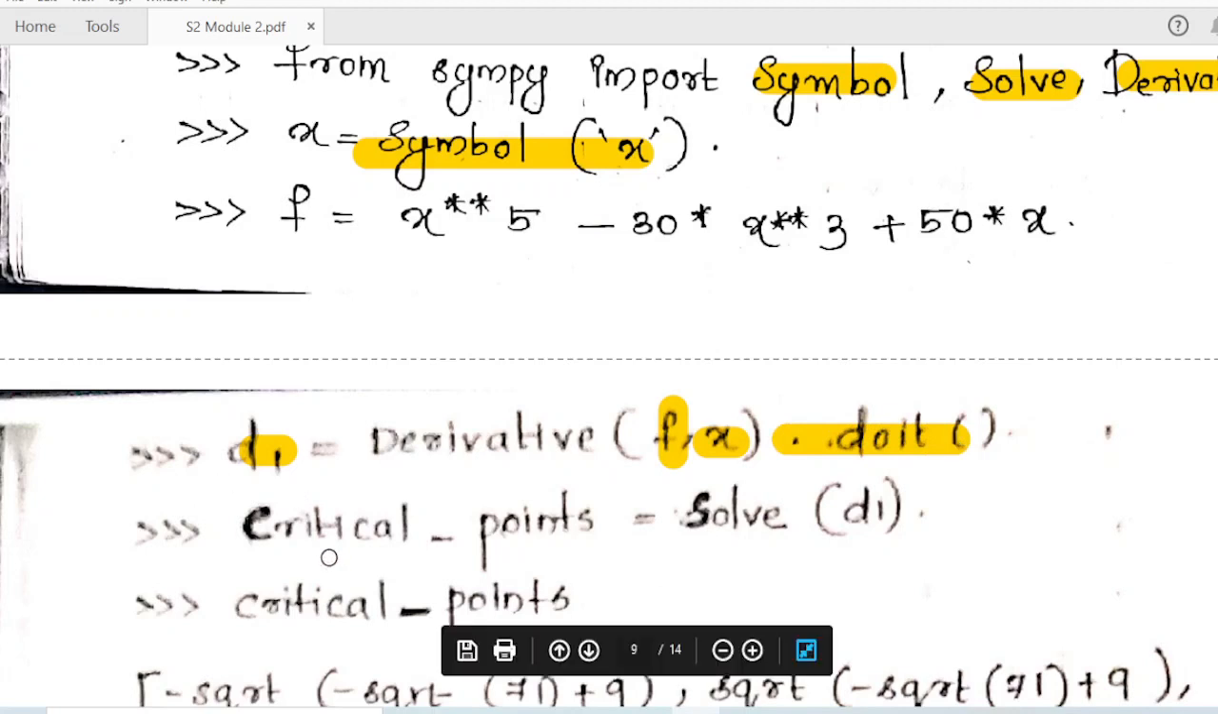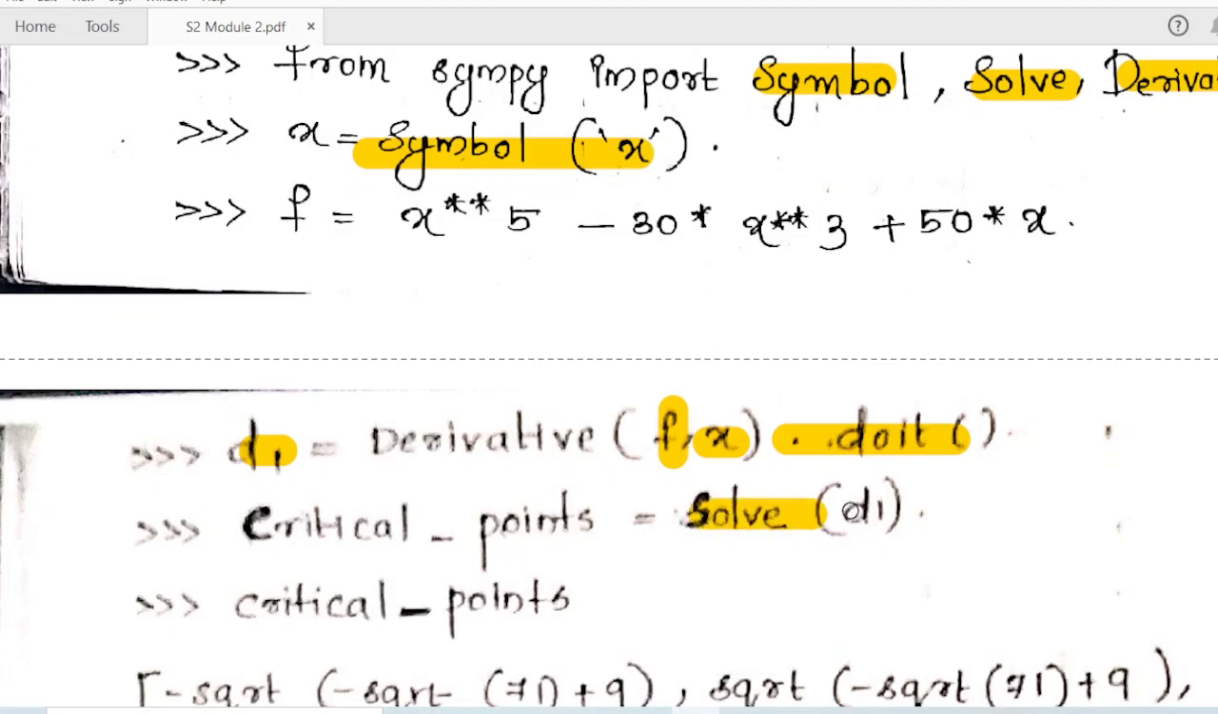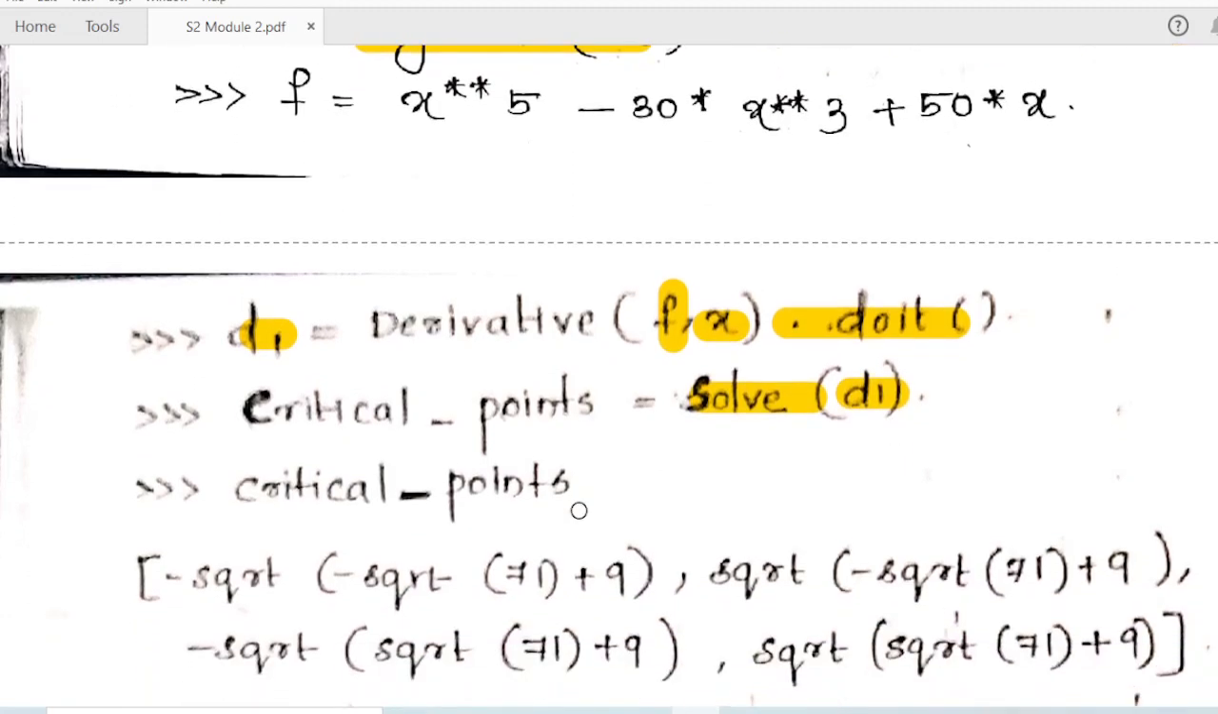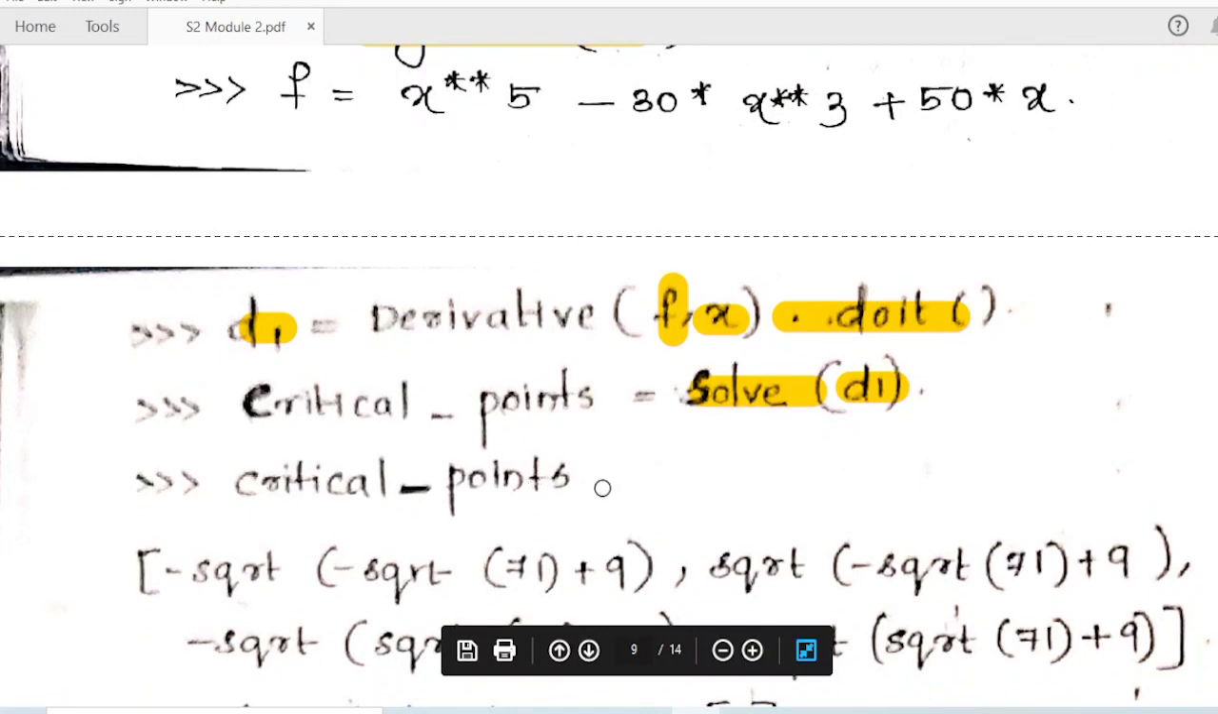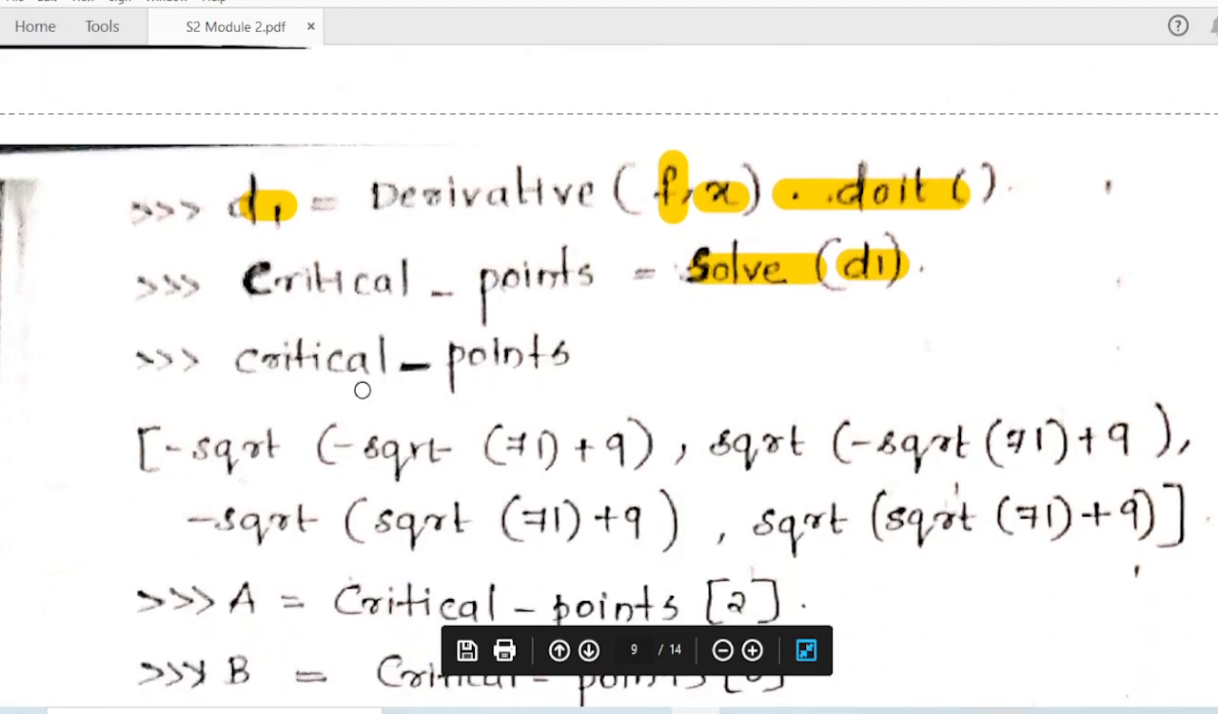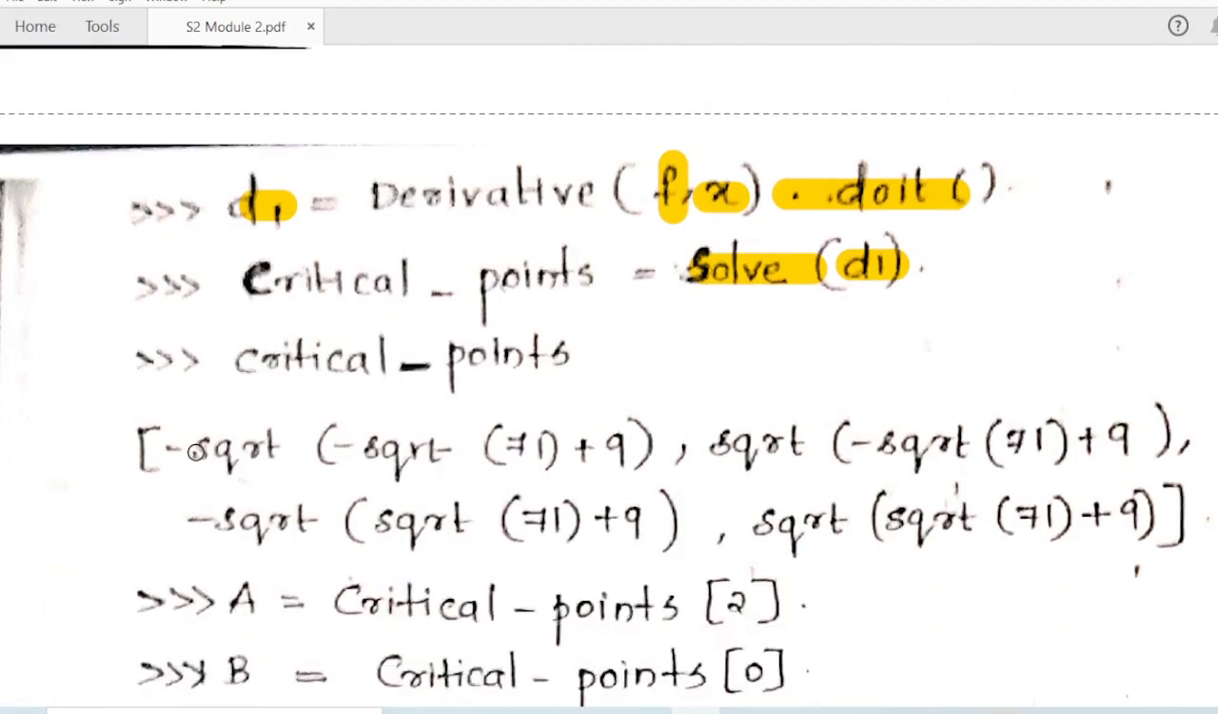Enter. Now critical_points, with no space, equal to solve of d1. Whatever values of x we get on solving d1 are called critical points. In the next line we give critical_points. Enter. You can write critical_points, or you can also write print critical_points. Enter. Then you will be getting the values of x.